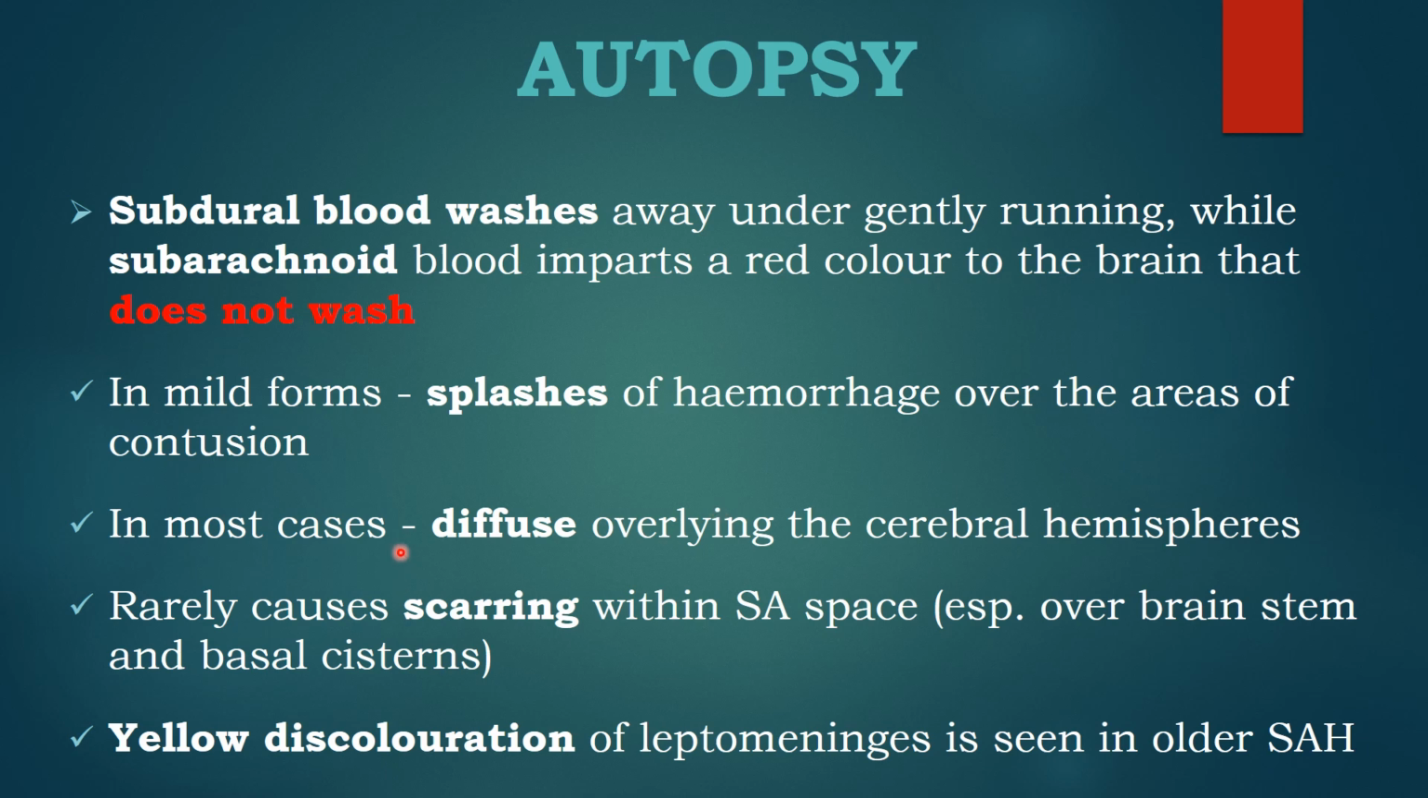It can be mild or serious. In a mild subarachnoid hemorrhage, there can be hemorrhage in a splash manner over the contusion. However, in a diffuse subarachnoid hemorrhage, there is usually no mass effect, that is, no flattening of the brain surface or the cisterns, as is seen with subdural or epidural hemorrhage.